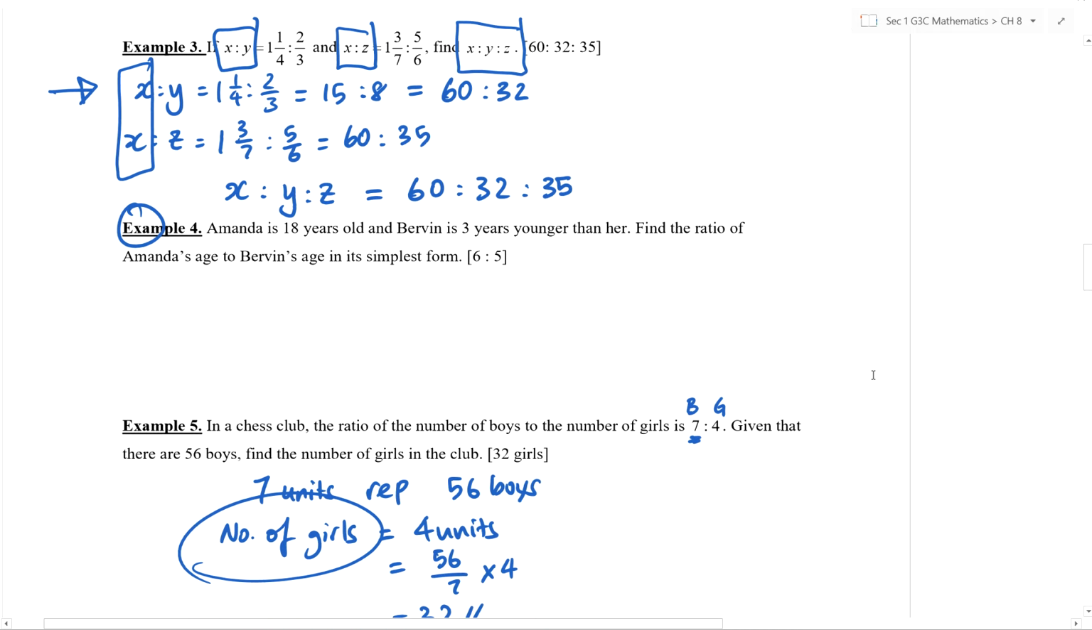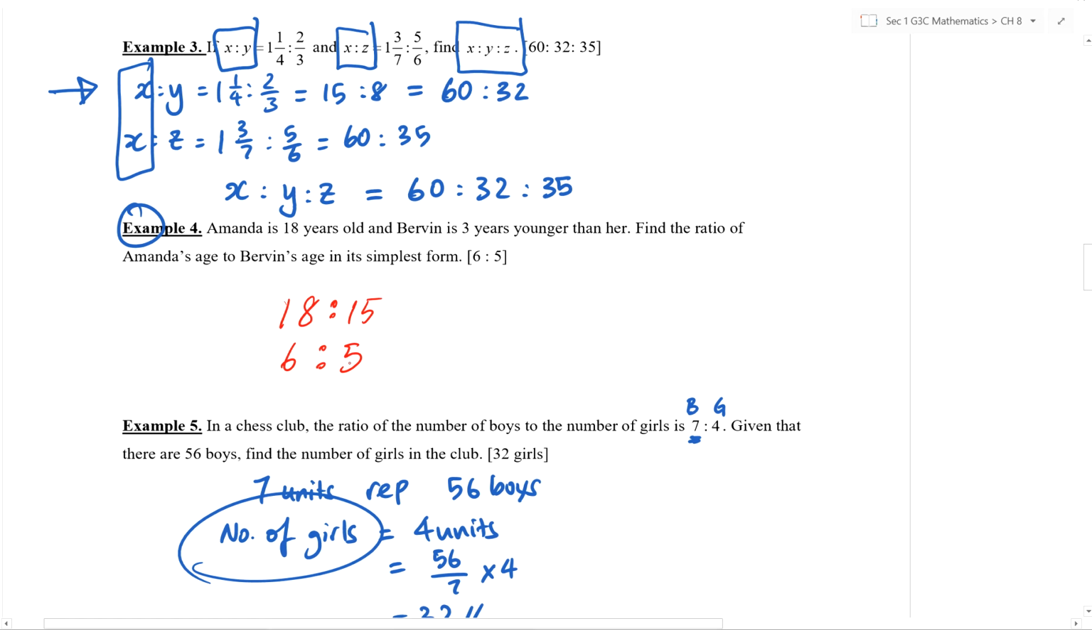Okay, now example number 4. Amanda, 18 years, Bervin, 3 years younger. Find the ratio of Amanda's age to Bervin's age. If we just do this, 18 to 15, 6 to 5. Do you think this is acceptable? Why not? Please put yourself in the shoes of the teacher and tell me whether you think this is acceptable or not. Okay, if you don't think it's acceptable, why not? What's wrong with this?